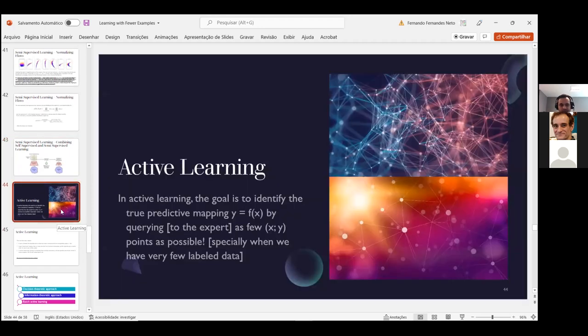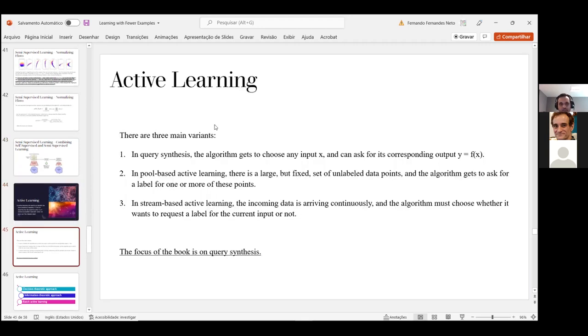The other topic is active learning. So the goal is to identify the true predictive mapping y equals f of x by querying the expert as few x and y points as possible, especially when we have very few labeled data. So the author states that there are three main variants. In query synthesis, the algorithm gets to choose any input x and can ask for its corresponding output y equals f of x. In pool-based active learning, there is a large but fixed set of unlabeled data points, and the algorithm gets to ask for a label for one or more of these points. And in stream-based active learning, the incoming data is arriving continuously, and the algorithm must choose whether it wants to request a label for the current input or not.